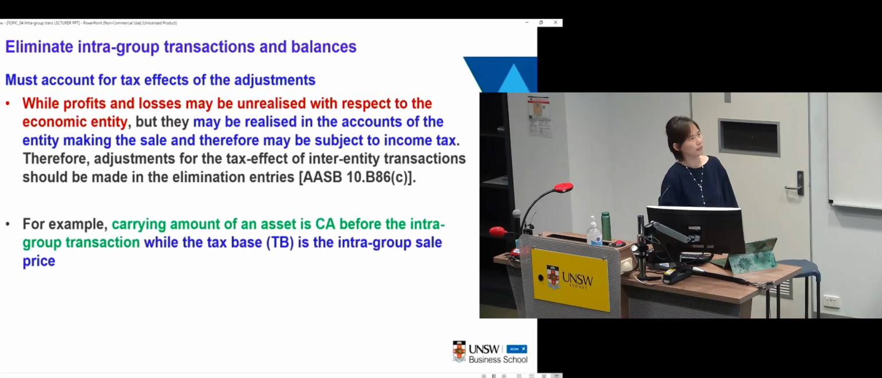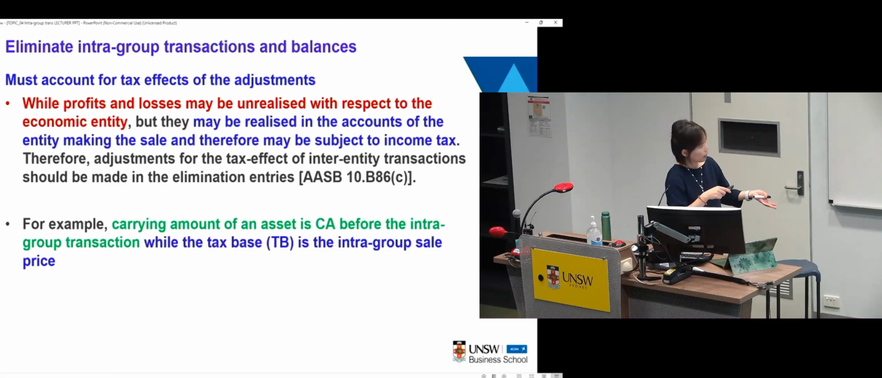So what happened? From the group viewpoint, there is a prepaid tax, right? That is already paid by, or will be paid by the parents for that year. So there's prepaid tax. Therefore, a deferred tax asset should be recognized from the group viewpoint. Now let's use an alternative way to explain that.